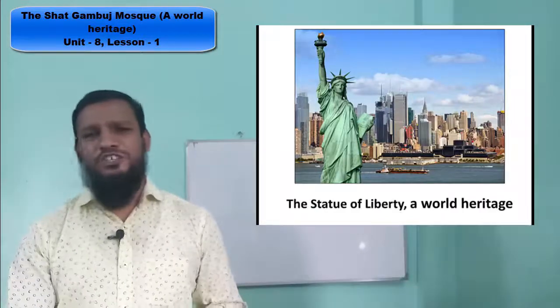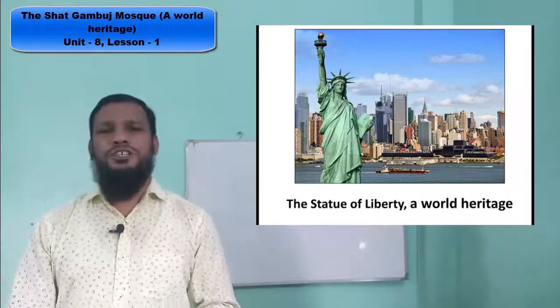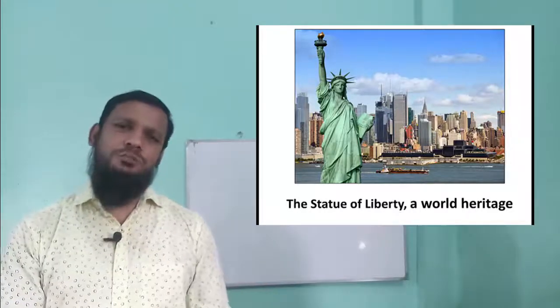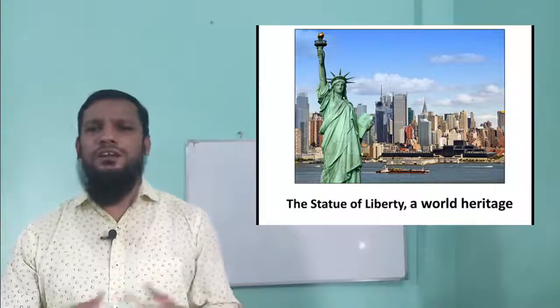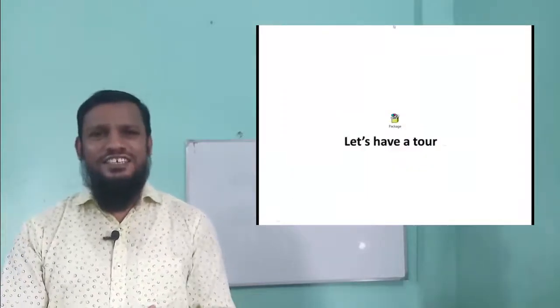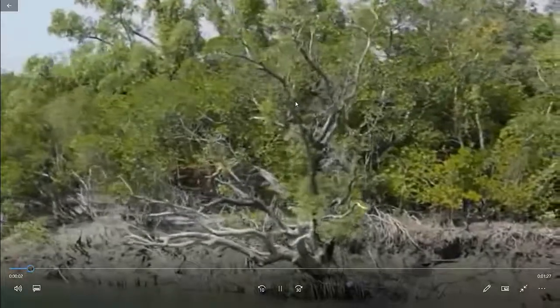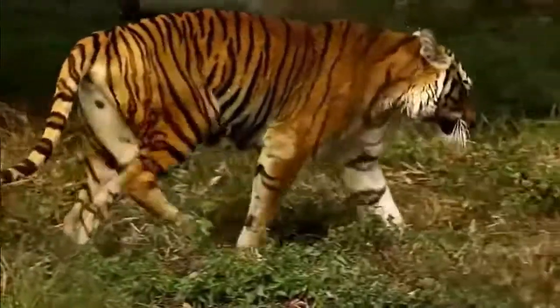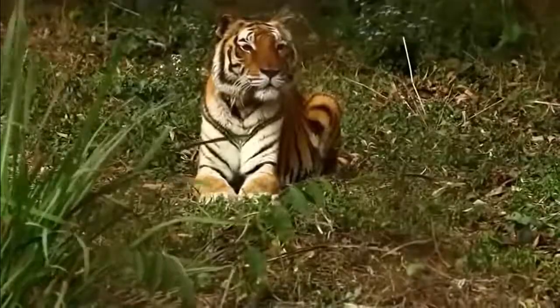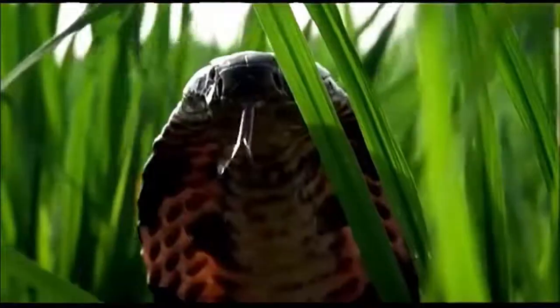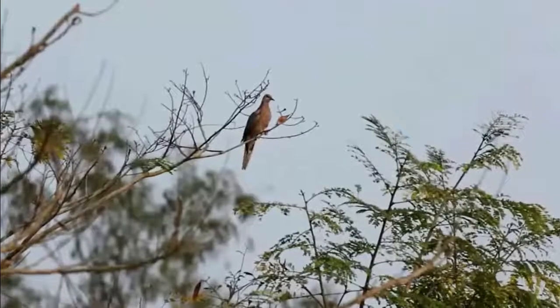Okay, in the picture you can see the Statue of Liberty, a World Heritage, isn't it? So let's have a tour. The area is also known for Royal Bengal tigers, crocodiles, spotted deer, snakes, and birds.